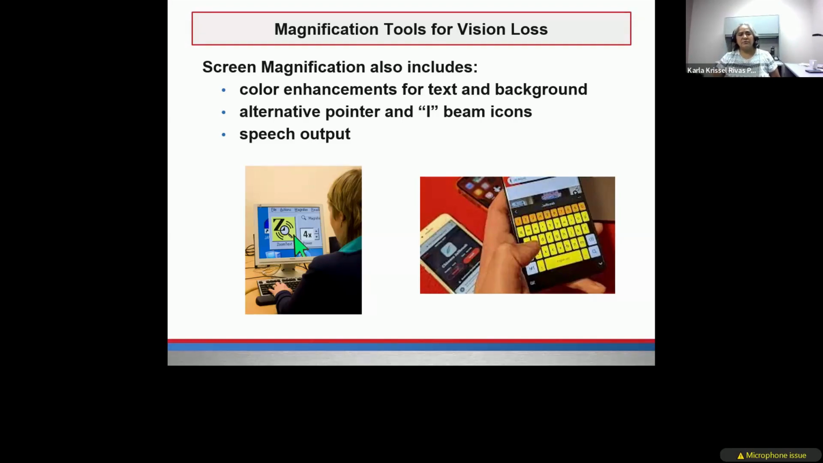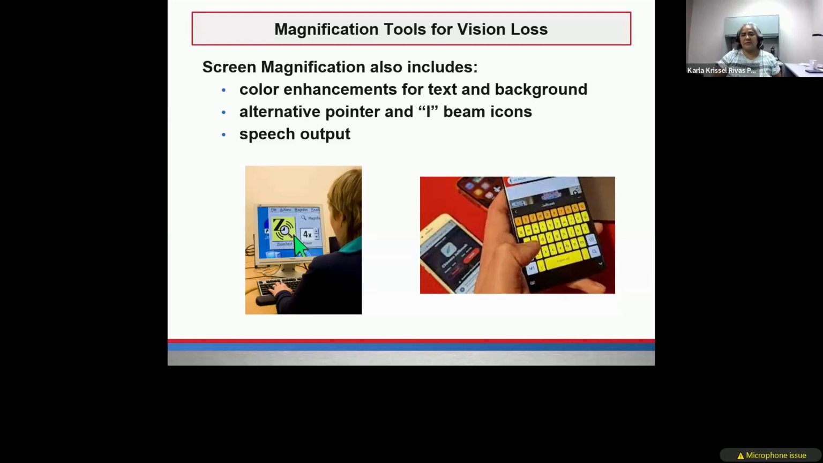The pointer is another one. A lot of people keep losing the pointer, and it's like, I don't know where it is. I cannot see it. So you can make that pointer bigger. You can make a different shape, and you can make it a nice highlighted color that makes you see it easier. And you can also add speech as you click on items. So besides seeing it, you'll be able to hear what it is.